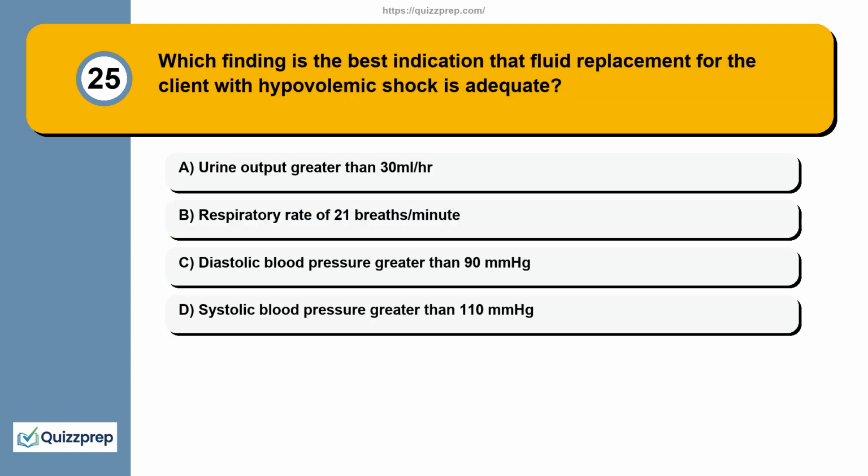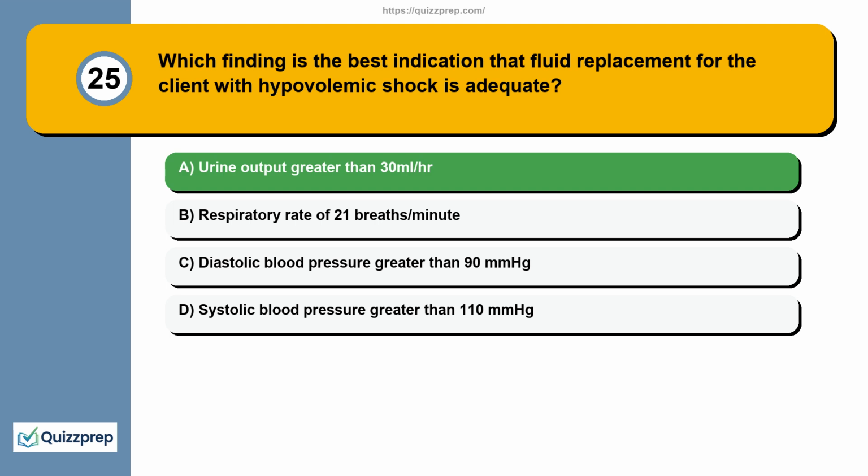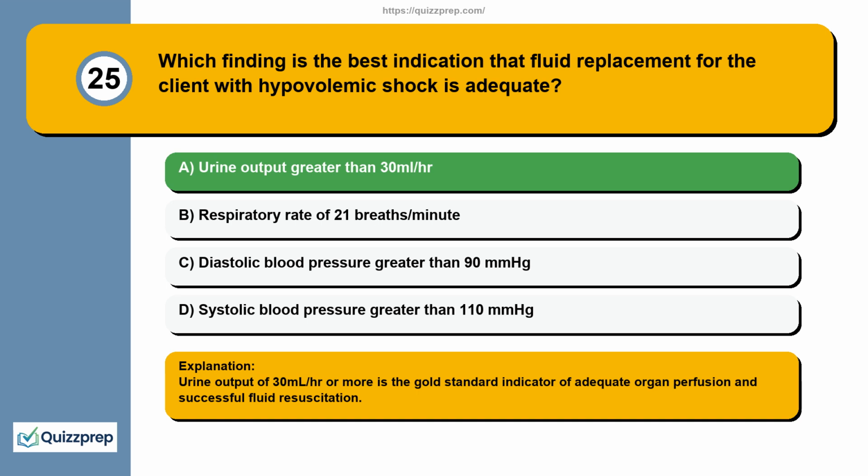Question 25. Which finding is the best indication that fluid replacement for the client with hypovolemic shock is adequate? Urine output greater than 30 milliliters per hour, respiratory rate of 21 breaths per minute, diastolic blood pressure greater than 90 mmHg, systolic blood pressure greater than 110 mmHg. Urine output of 30 ml/hr or more is the gold standard indicator of adequate organ perfusion and successful fluid resuscitation.